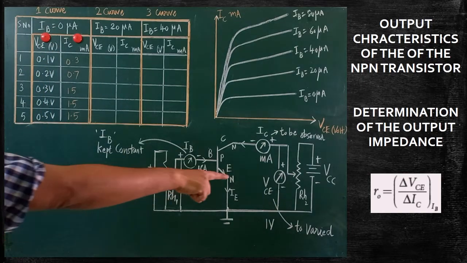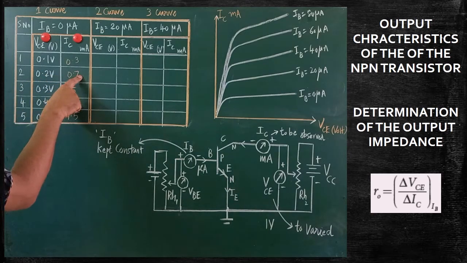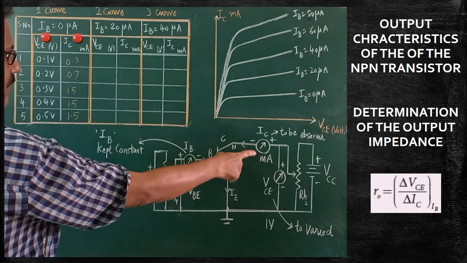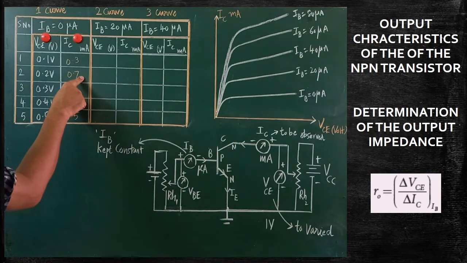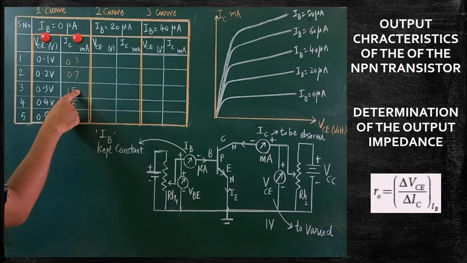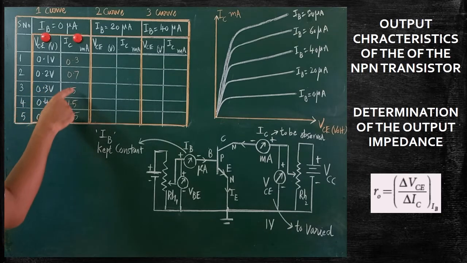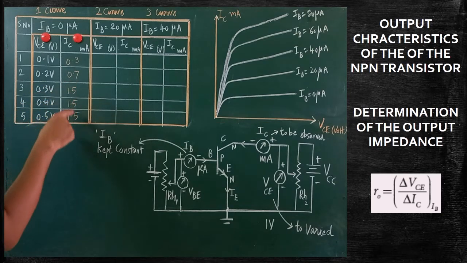Again by adjusting the rheostat RH2, vary the value of VCE to 0.2 volt. Note down the corresponding reading of the collector current in the milliammeter. Are you clear? Let us imagine the collector current value is 0.7. Vary the value of VCE from 0.2 to 0.3. The corresponding variation in the collector current is to be noted. Let us imagine 1.5. So after varying the VCE, you will get the corresponding variation in the collector current.